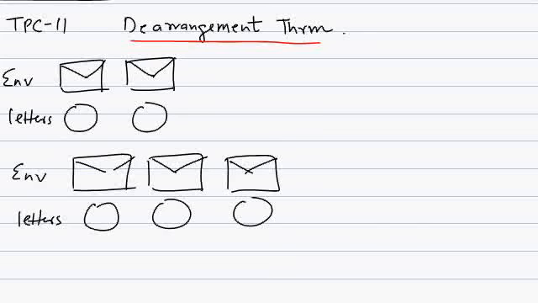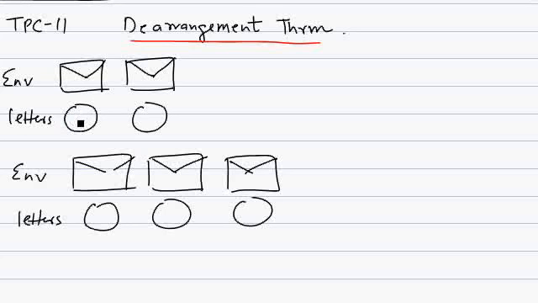Now here I'll discuss TPC 11, that's the derangement theorem. Now let's take an example to understand what this theorem is. Suppose there are two letters and two envelopes, and these envelopes are the corresponding envelopes.